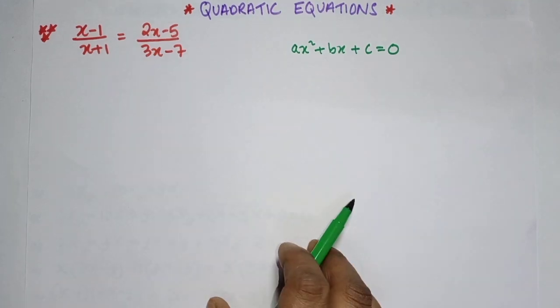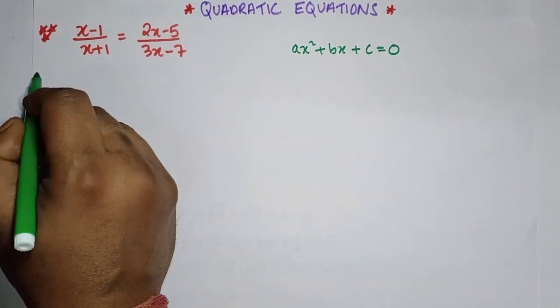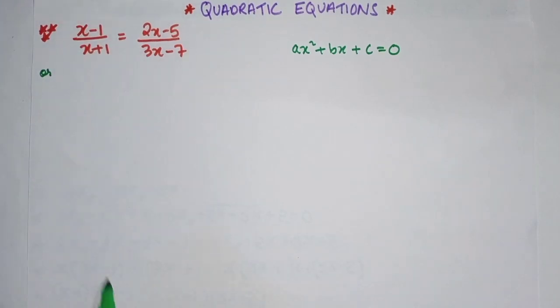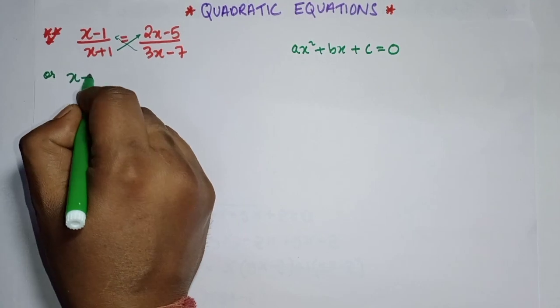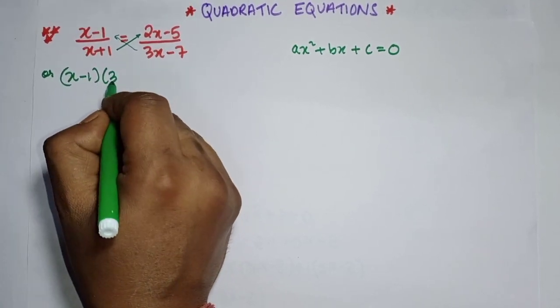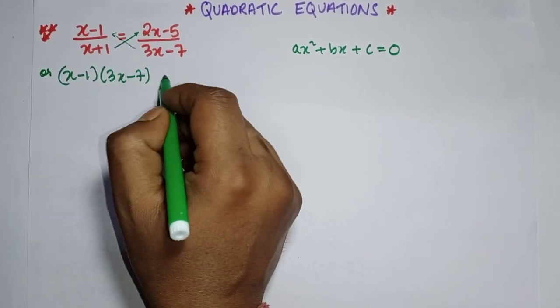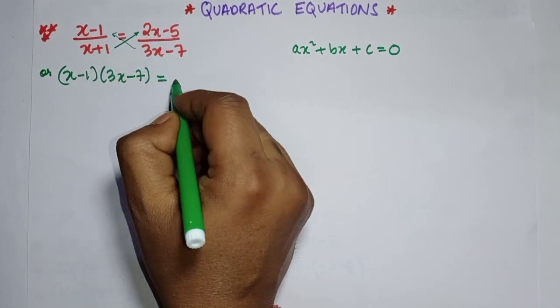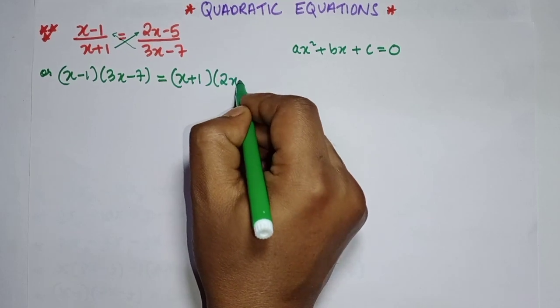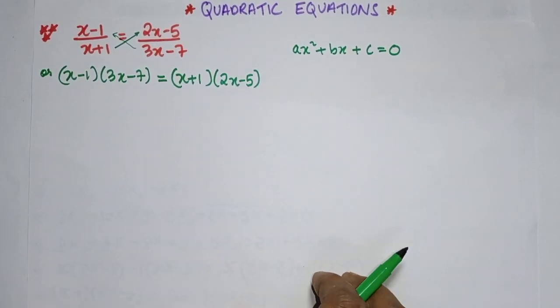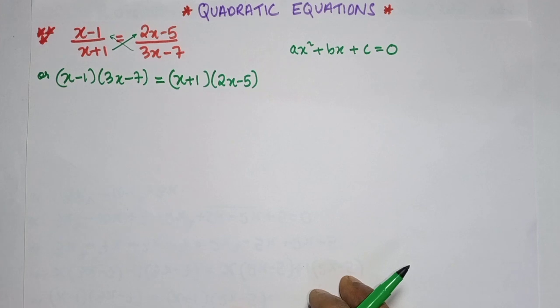So since it is not in the standard form, so what you can do in the first step is that we have to do cross multiply. So this will go this side and this will come this side. So what will be this? x minus 1, this will be 3x minus 7 and equals to, what can I do? This will go that side. That means it is x plus 1. Then what you have? 2x minus 5. Okay, so now what you can do? We have to do the expansion.